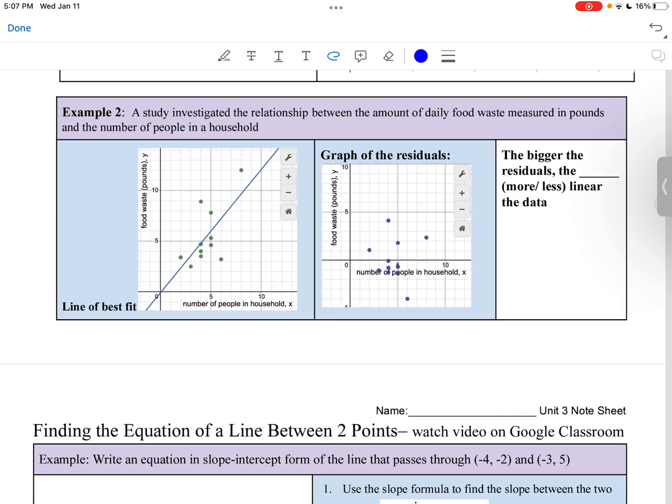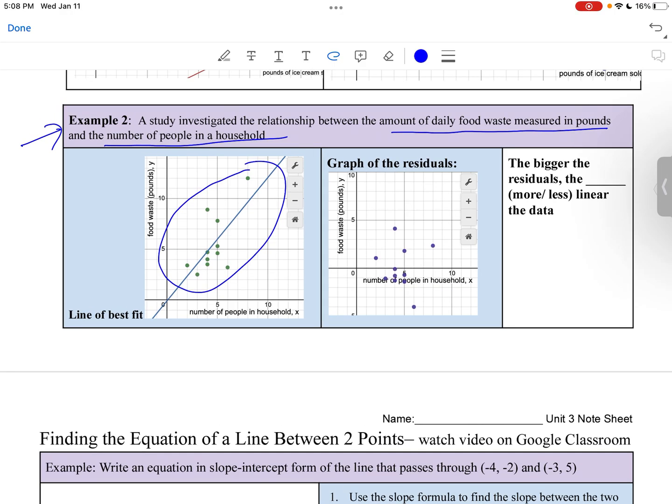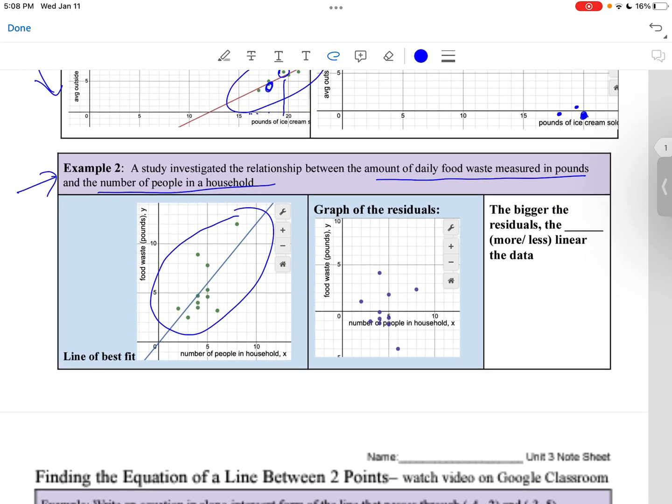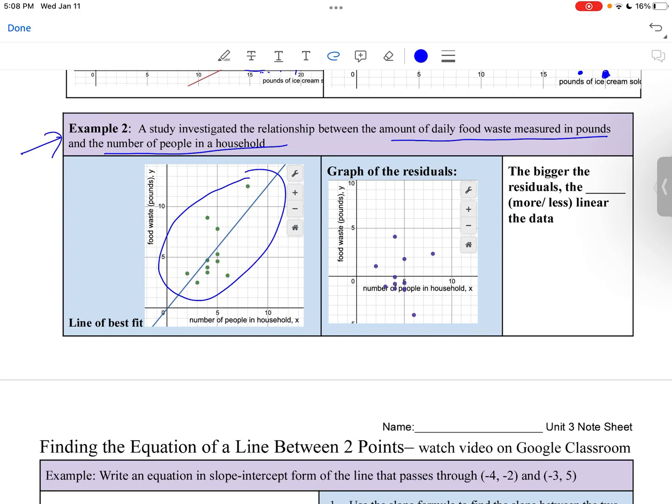This was the other problem from our digital Desmos worksheet, example 2, where we investigated the relationship between the amount of food waste measured in pounds and the number of people in a household. And you did that on that Desmos worksheet. Notice here, the data is not as linear as the other data, right? It's not falling in as neat of a line as what we have for our ice cream sales and how they predict the average temperature outside. The more ice cream is sold, the higher the temperature is.